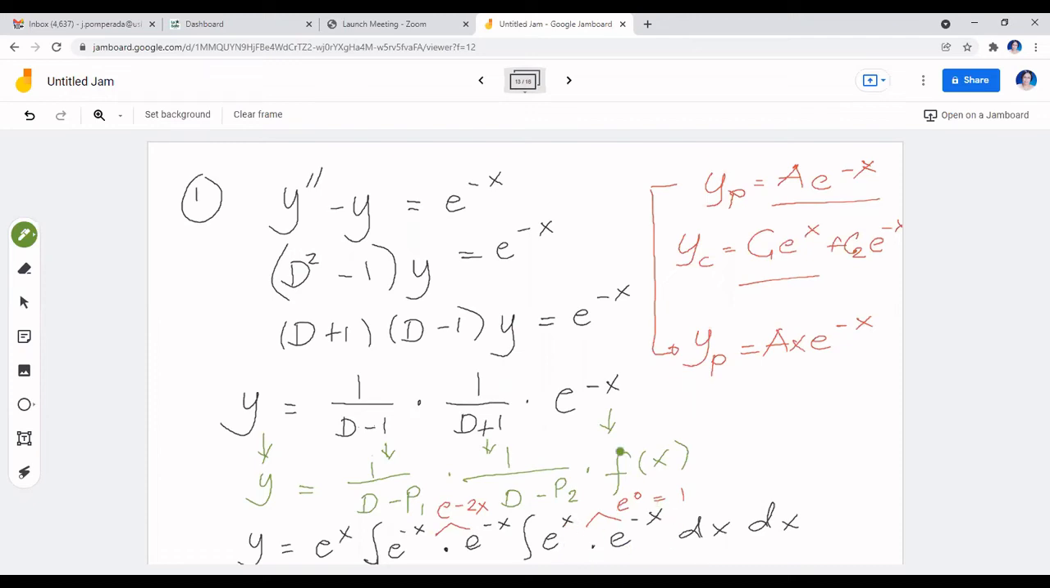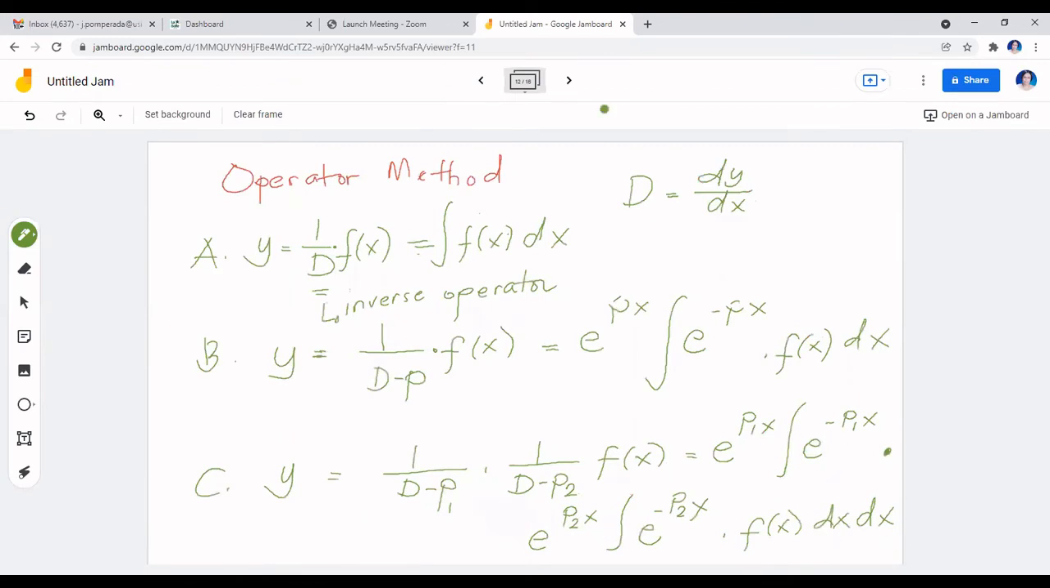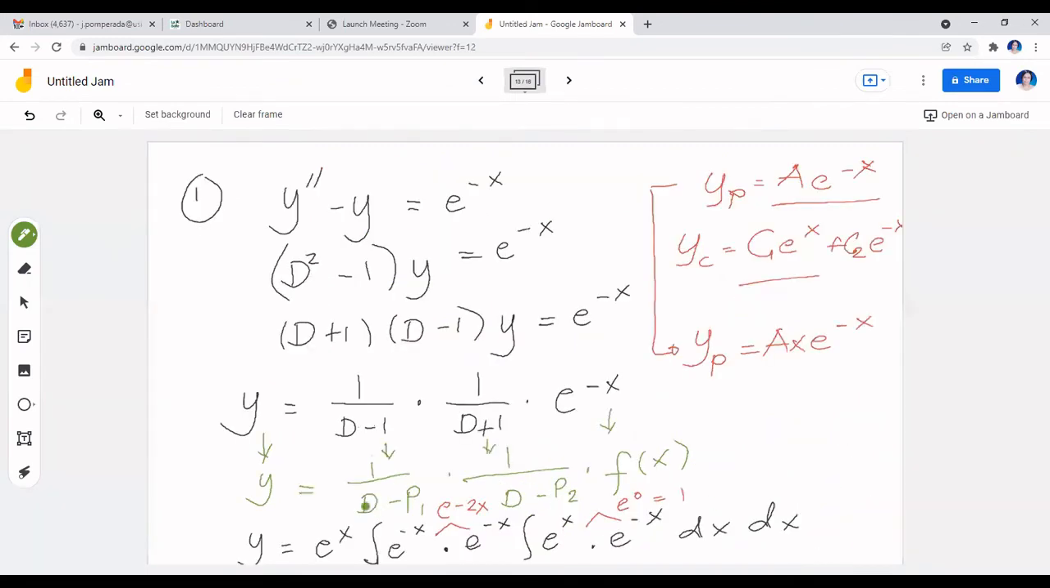Where is this coming from? This is your function of x based on the formula. So this is your e raised to p1 integral of e raised to negative p1 times e raised to p2 integral of e raised to negative p2 times the function of x dx dx. That's this formula here applied to this particular differential equation.